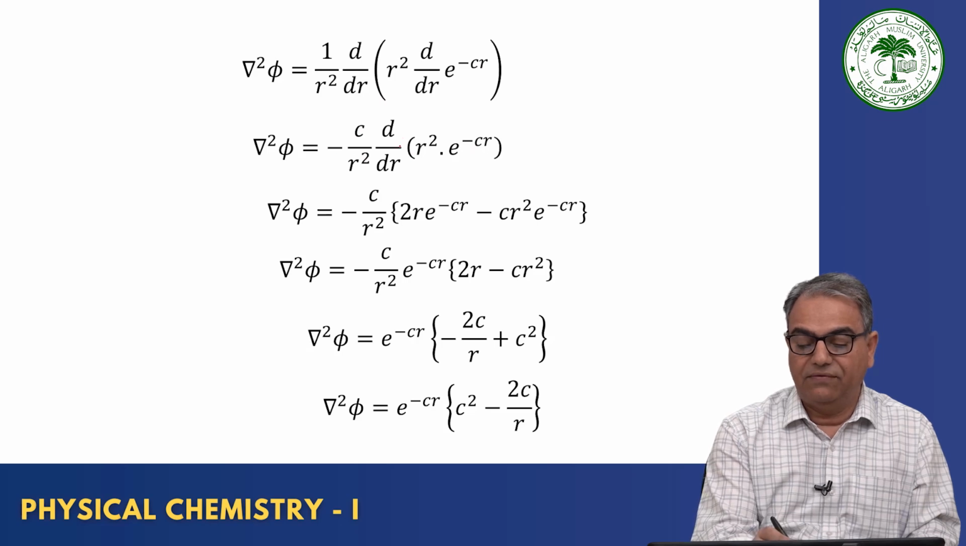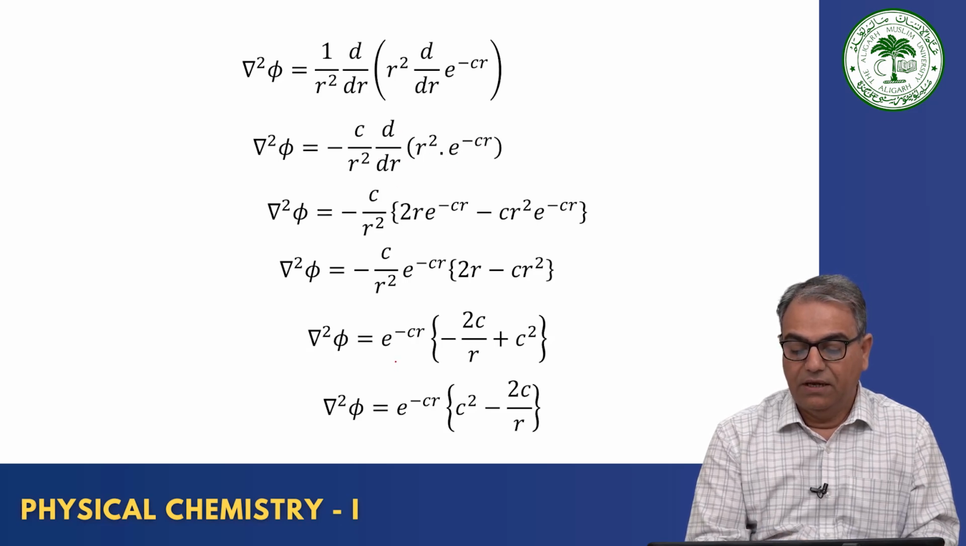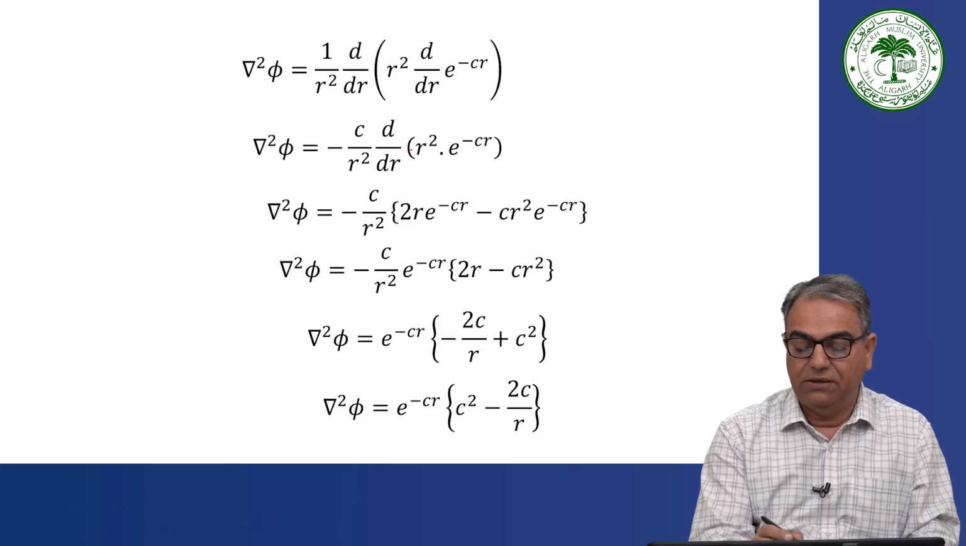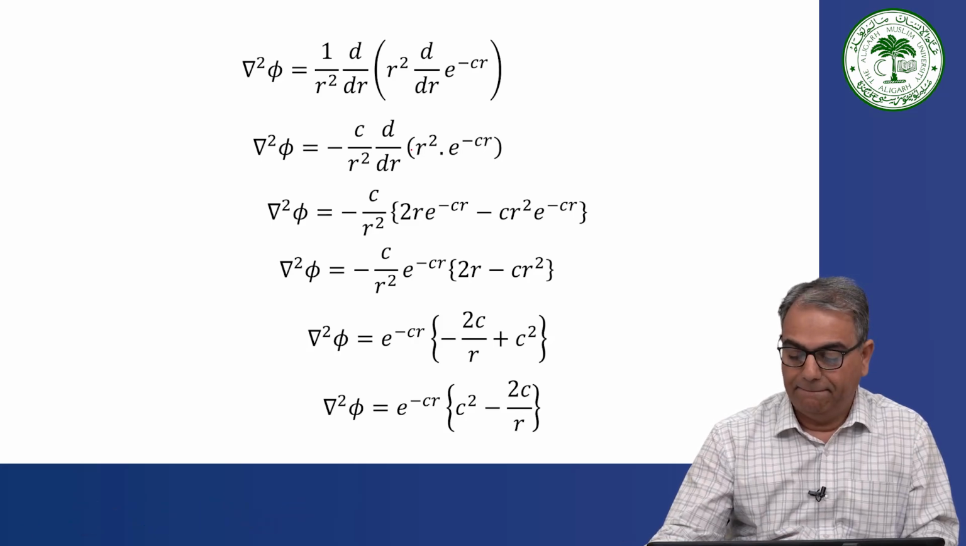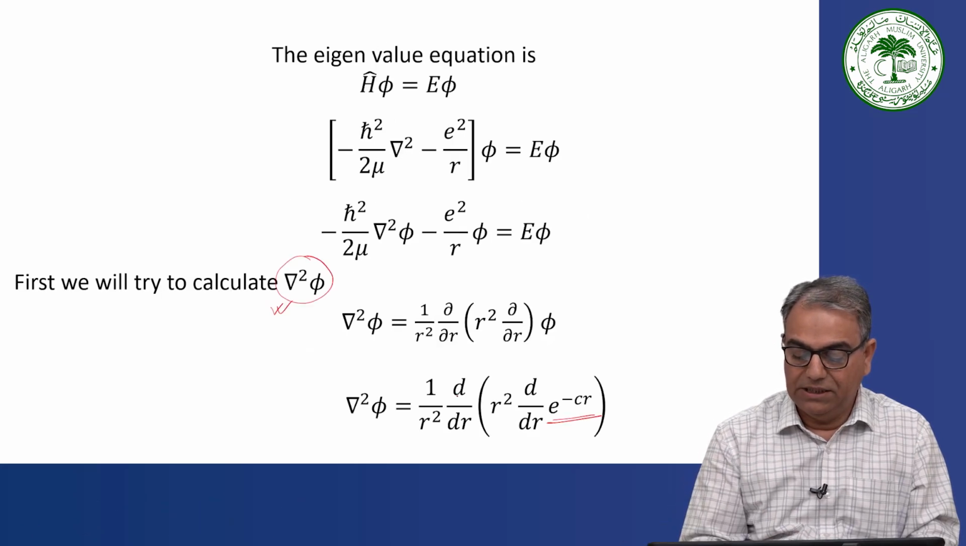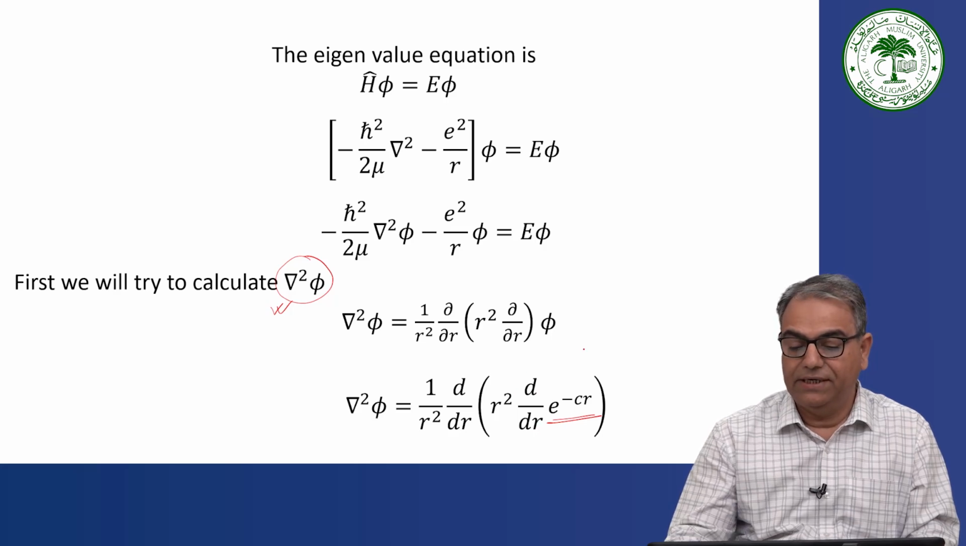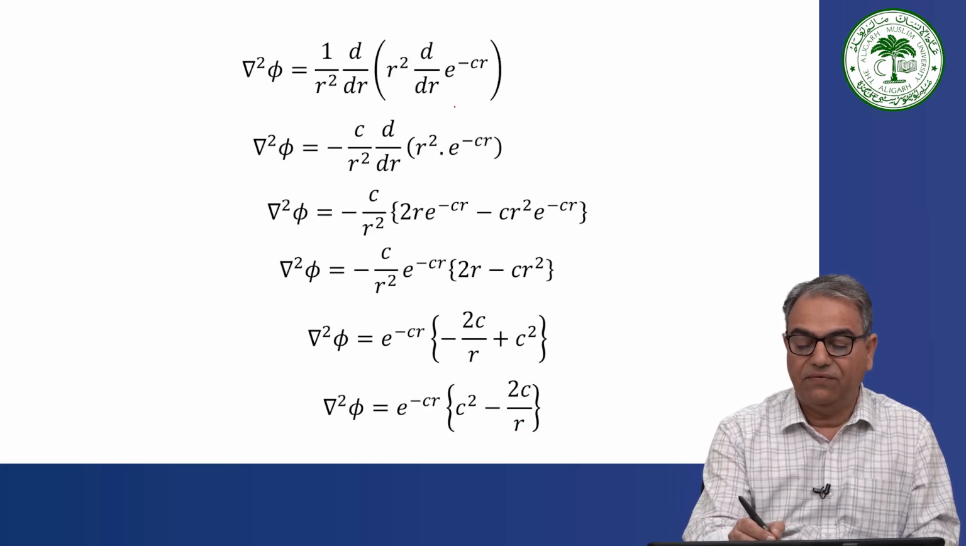So after differentiation, we can write minus c divided by r square d by dr of r square exponential minus cr. And if you differentiate this one, you see it's d by dr of r square d by dr. So the first differential we did, and after doing the first differential, you get this one.